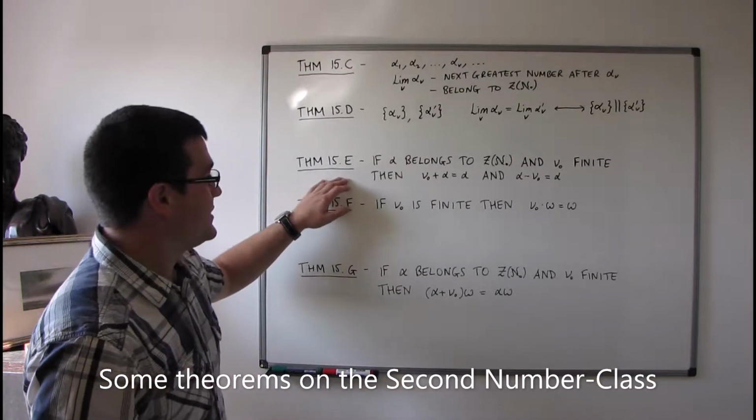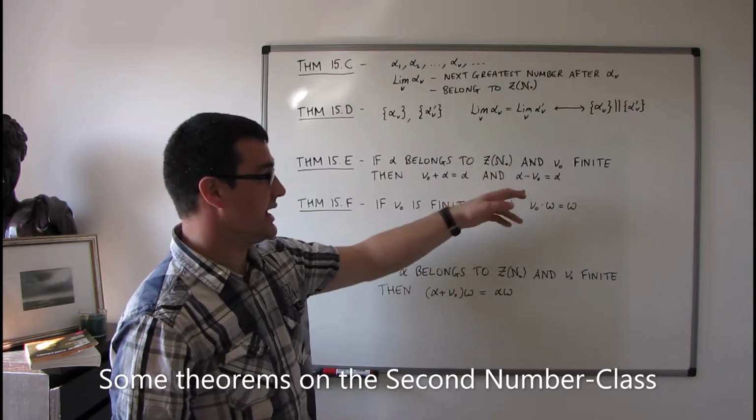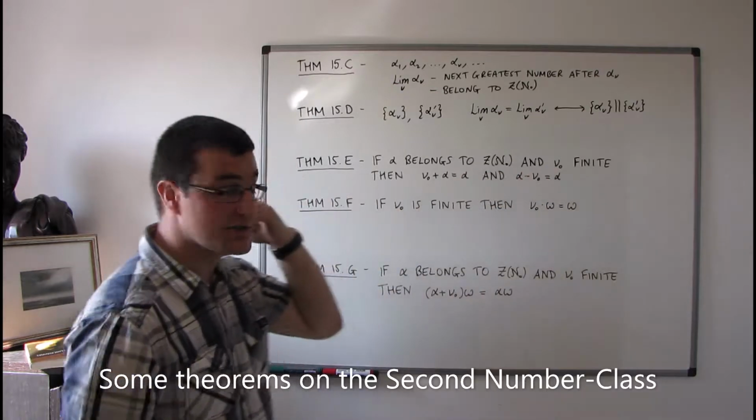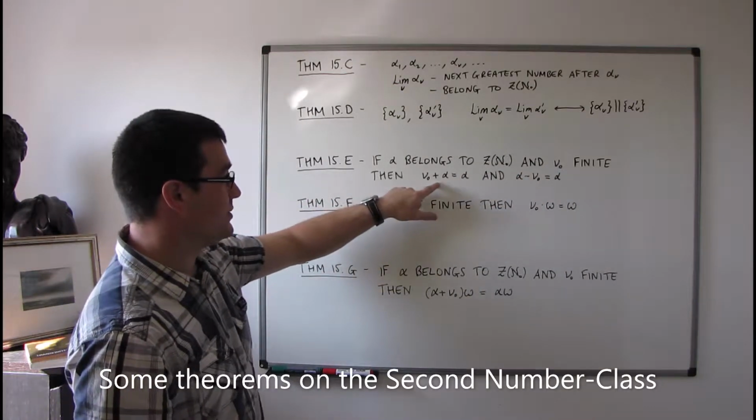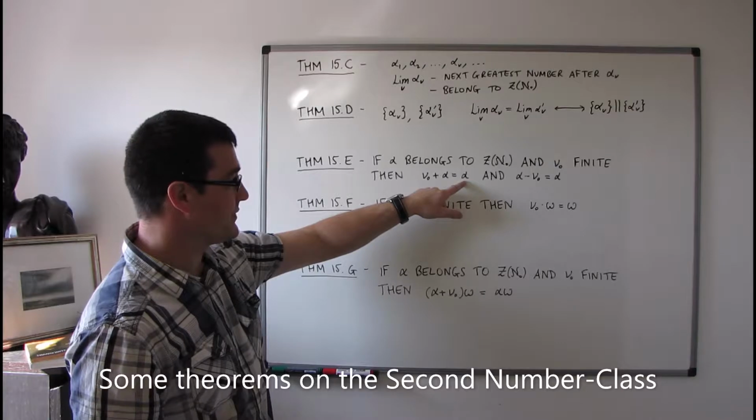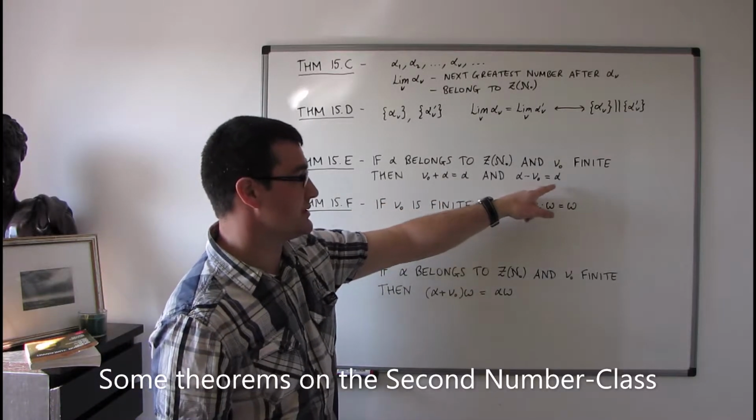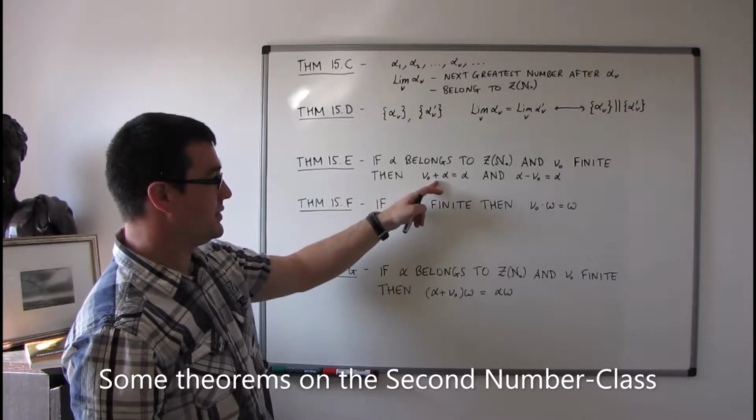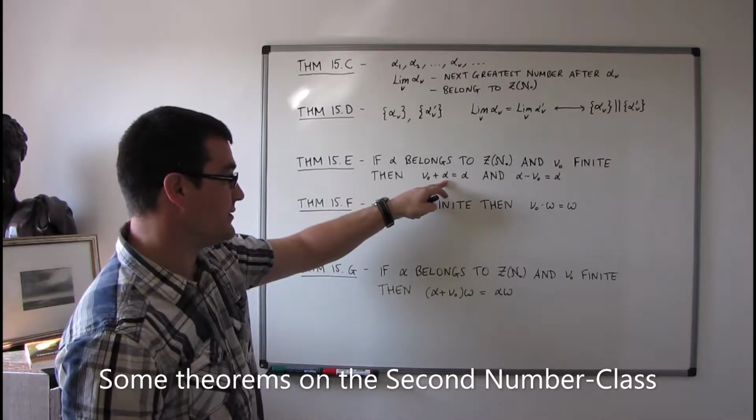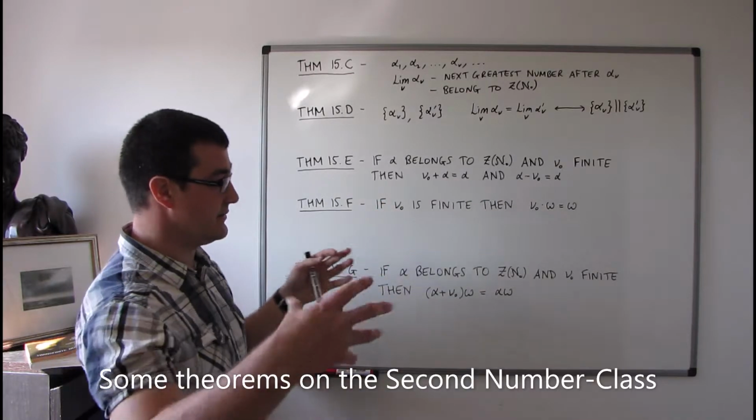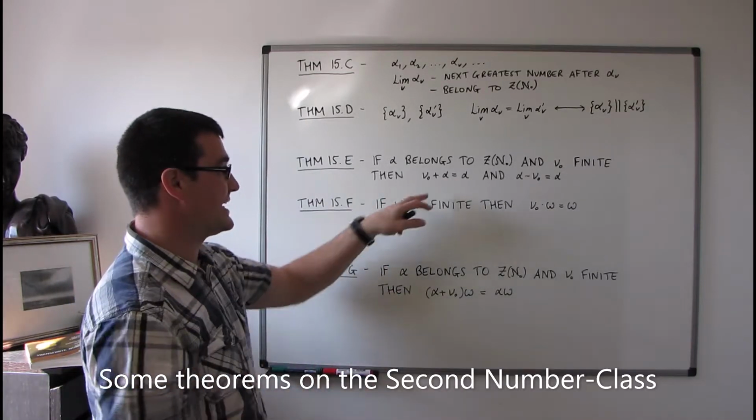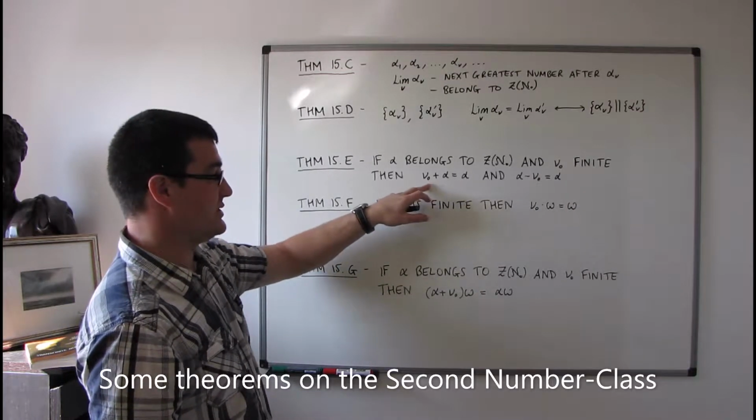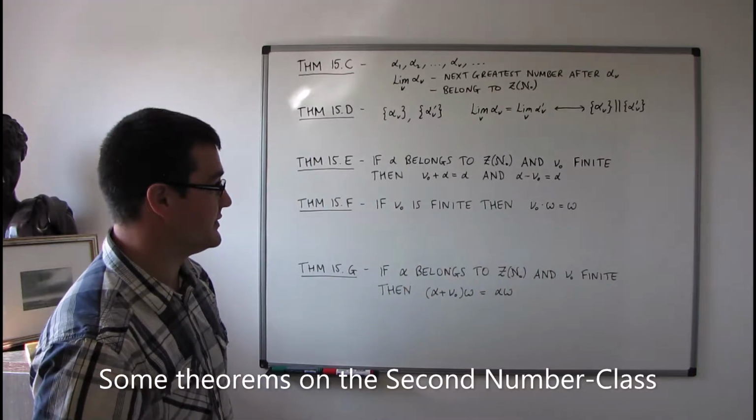Theorem 15E: if alpha belongs to the second number class and nu naught is finite, in other words nu naught is a number from the first number class, then nu naught plus alpha is equal to alpha, and alpha minus nu naught is equal to alpha. So a finite number plus some transfinite number is just going to be the transfinite number. The transfinite number basically eclipses the finite bit, and it just disappears, and we just get the transfinite bit.